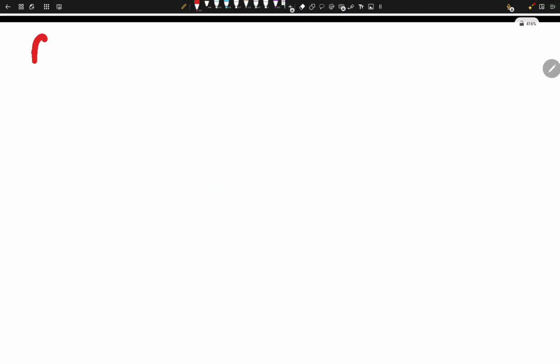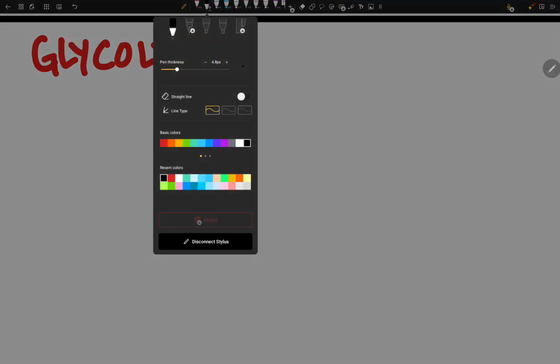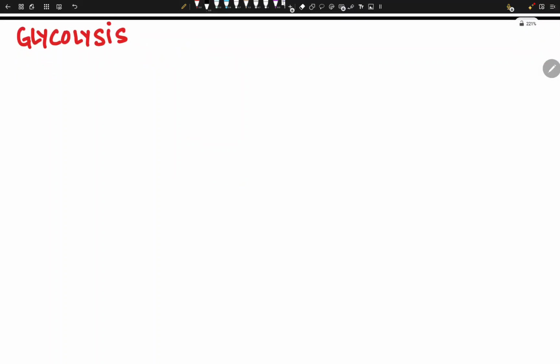Understand glycolysis. Such a high yield topic, I think, right? Glycolysis. Okay, that's our topic of choice today. Nice topic. I really like it. Very simple topic.